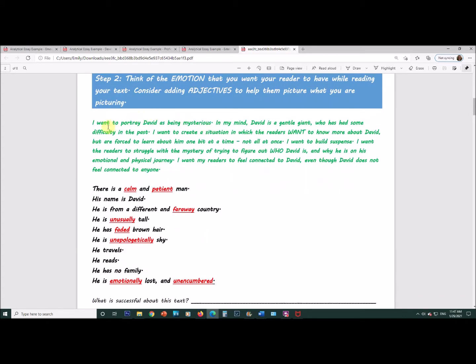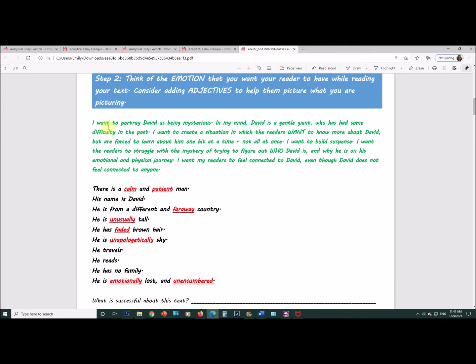So let's read here. The green is what's going on in my thoughts. I want to portray David as being mysterious. In my mind, David is a bit of a gentle giant who has had some difficulty in the past. I want to create a situation in which the reader wants to know more about David, but is forced to learn about him one bit at a time, not all at once. I want to build suspense. I want the readers to struggle with the mystery of trying to find out who David is and why he is on his emotional and physical journey. I want my readers to feel connected to David, even though David does not feel connected to anyone. So I want it to be mysterious.